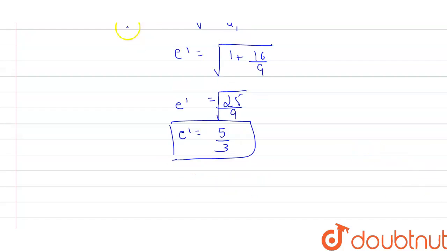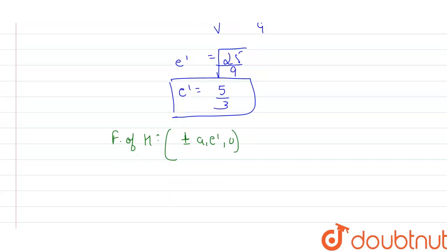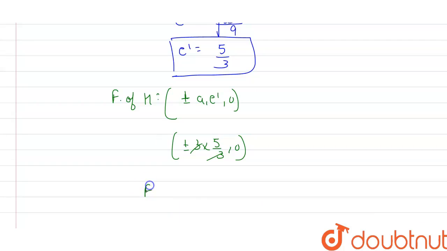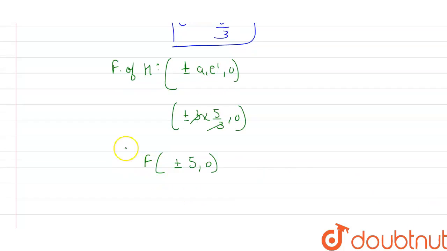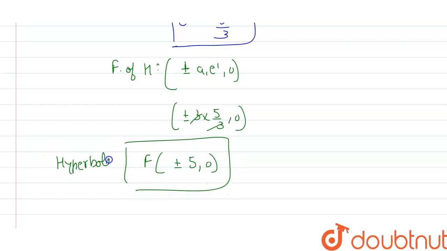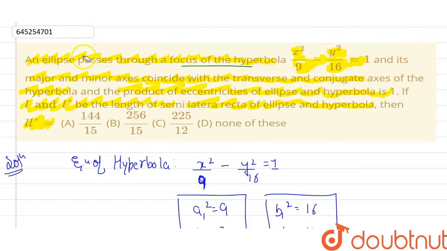Now what will the focus coordinates be? The focus of the hyperbola is plus minus a1 e dash comma 0. We already know a1 is 3, so this becomes plus minus 3 into 5 by 3 comma 0. This gives the focus of the hyperbola as plus minus 5 comma 0. Now the question says that the ellipse passes through what?